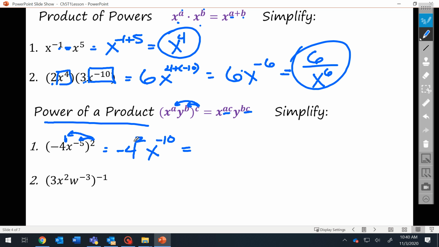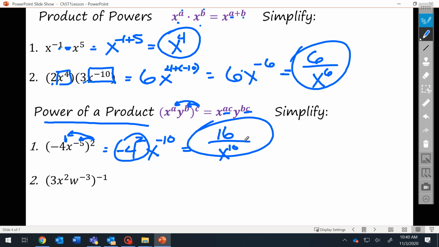So the negative 4 squared, well, that's 16. Negative 4 times negative 4 is 16. And then in the denominator, x to the 10, because now that it's in the denominator, it's now positive. So we have 16 over x to the 10th power.